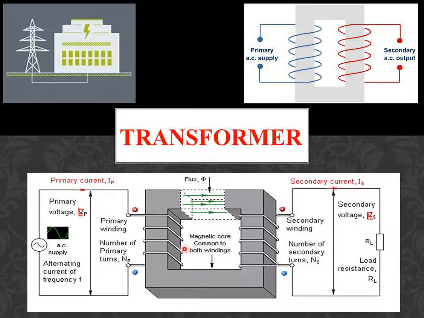The ratio of number of turns Ns in secondary coil to the number of turns Np in primary coil is called the turns ratio. So turns ratio N is equal to number of turns in secondary coil Ns divided by number of turns in primary coil Np.